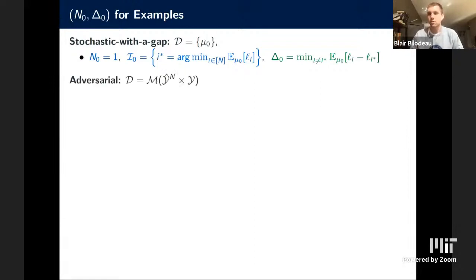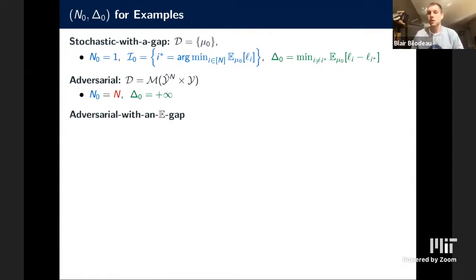The adversarial setting, where our set D is the space of all distributions, now all of the experts are effective. It's possible to always pick a distribution. In particular, you can pick point masses that make whatever expert you want be the best in expectation. And by convention, our effective stochastic gap is infinite here just because it's the inf over an empty set. There are no effective experts. Or sorry, there are no ineffective experts.